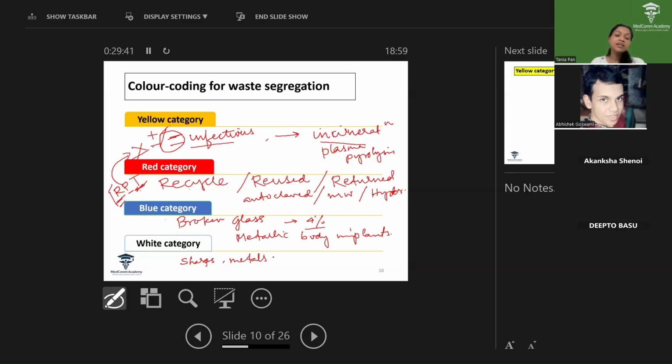And in the white category, you have sharps and metals. Sharps and metals means sharps, needles, scalpel, blade. I have an exhaustive list. I will share that. That's just an example that I'm saying.